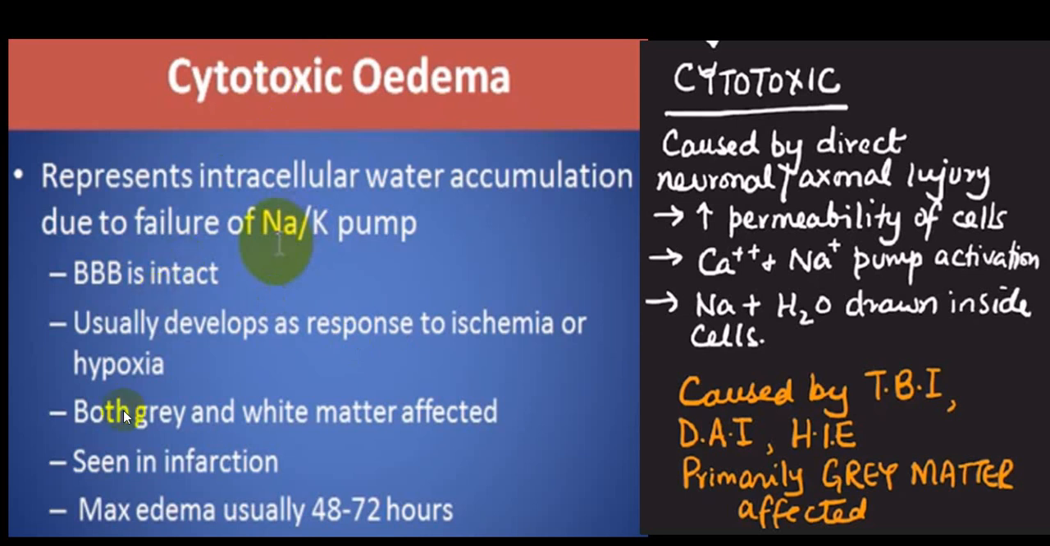And here gray matter as well as white matter are both affected, and this will usually lead to a massive infarct area, and maximum edema will take place in 48 to 72 hours. And for cytotoxic edema, we already mentioned that it is because of increased permeability, because of the sodium and potassium pump. Also calcium influx is disturbed. So sodium and water are drawn inside the cell, and we already mentioned that it is because of ischemia and hypoxia. So it is secondary to ischemia and hypoxia, ischemic encephalopathy, quite common. So this will be the most common cause. And another common cause of cytotoxic edema is traumatic brain injury.